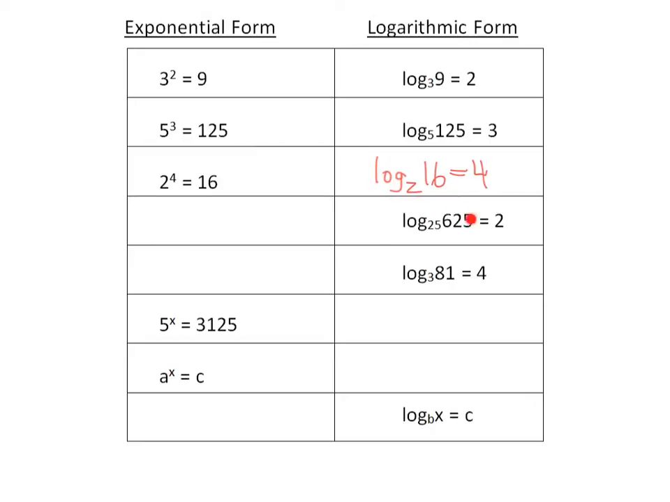Okay, what if we had to go the other way? So these, we're going the other way, we're going to write the exponential form. If I have log base 25 of 625 equals 2, remember that 2 is our exponent and this is our base. So we would write 25 raised to the second, because that's our exponent, equals 625. And we hopefully all know that 25, when squared, is indeed 625. So again, log base 25 of 625 equals 2. So 25 raised to the second power is this. Okay, fill that one in.